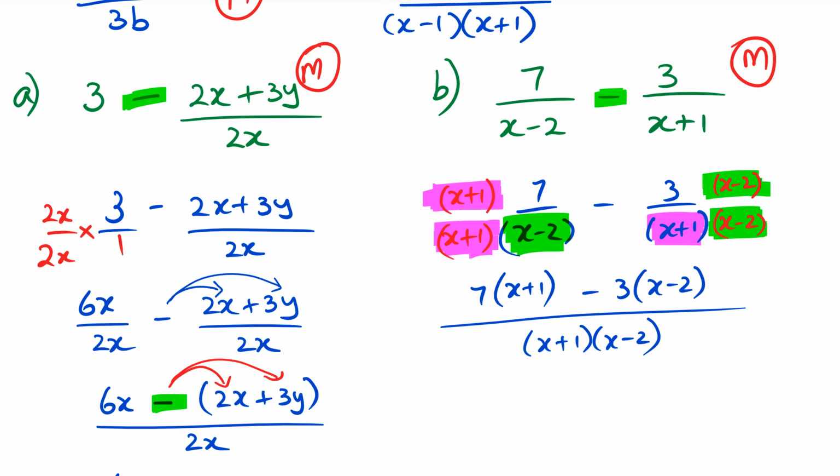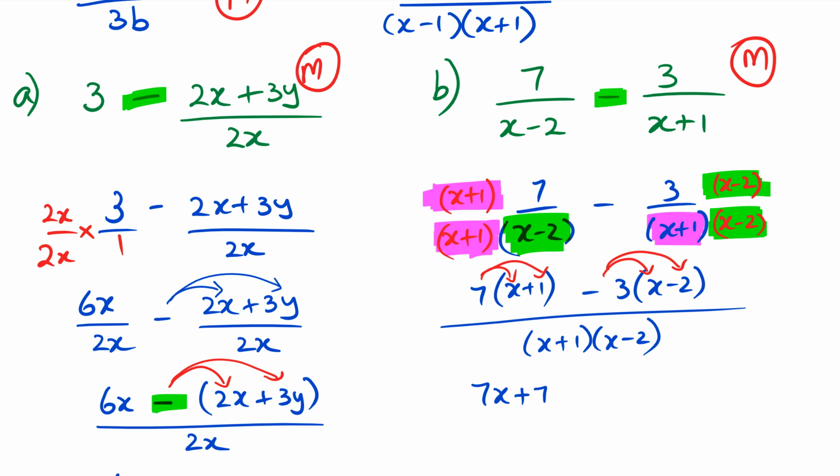Now expand the brackets. So you've got 7 times x and 7 times 1. So you're going to get 7x plus 7. Then you've got minus 3 times x and minus 3 times minus 2. And again, I've seen people miss that minus 3 times minus 2 and write it as minus 6. I've seen people do that. Just be careful with it, all right? So we've got minus 3x, but minus 3 times minus 2 is plus 6. And the whole thing is over x plus 1 times x minus 2.